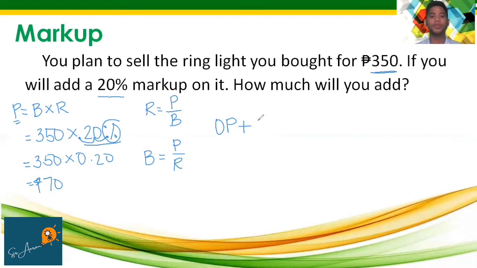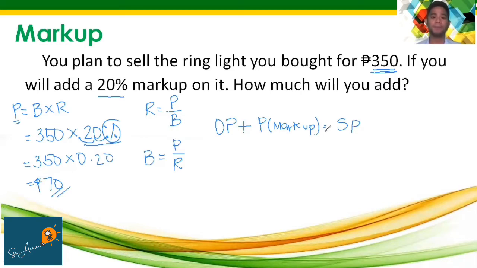So i-add mo doon sa markup o kaya doon sa percentage. Okay? Di ba yung percentage or yung markup, they are the percentage. So, yung original price na 350 pesos plus itong percentage or yung ating markup, idadagdag mo lang yun. Yun na yung magiging selling price. Okay, so 350 plus 70 is 420 pesos. So, mabebenta mo na ngayon, okay, yung ring light ng 420 pesos. So, nagkaroon ka na ng tubo na 70 pesos.